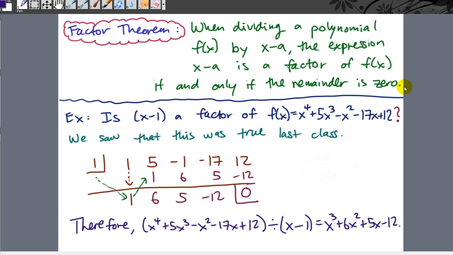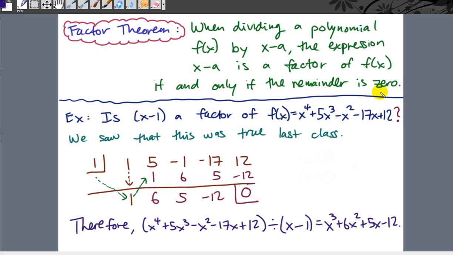Hello! Alright, so the purpose of this video is to get you used to dividing polynomials of a degree higher than 2. Let's start off with the factor theorem. Let's say you take any polynomial f of x and you divide it by an expression like x minus 1. That expression is going to be a factor if we have a remainder of 0.